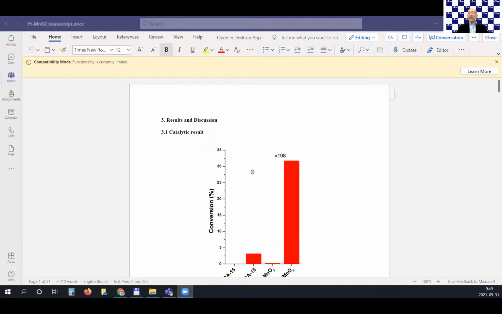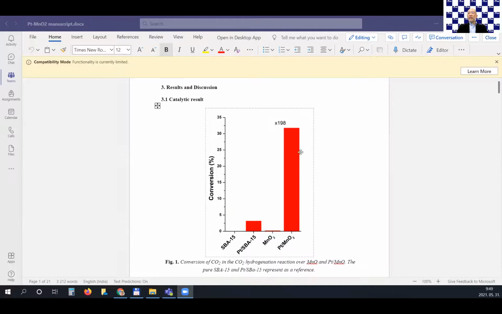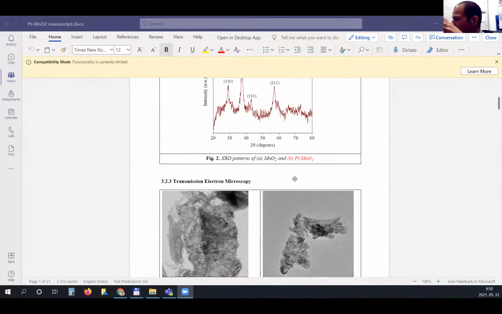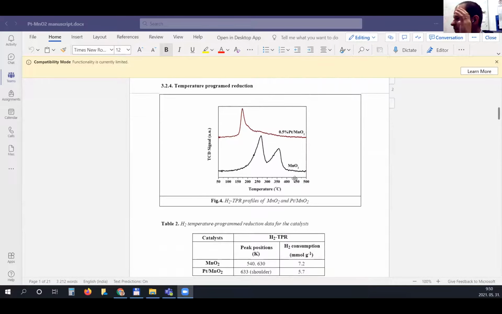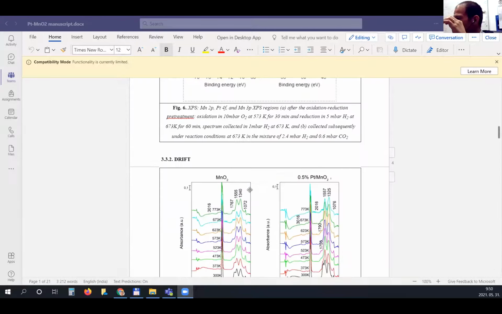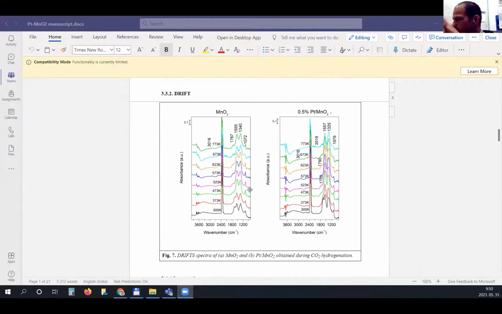Yes. So we are using manganese oxide as a support, and then we put platinum on the surface, and we found that in CO2 hydrogenation we have a really big increment in catalytic activity. And then we have all the characterization, the TEM images, in situ XPS, in situ TEM now, and in situ IR. So we know somehow what the mechanism is.